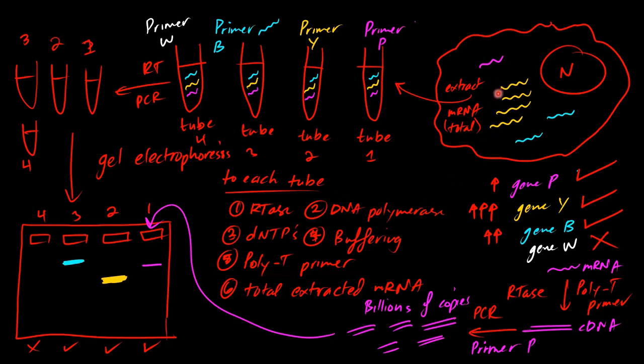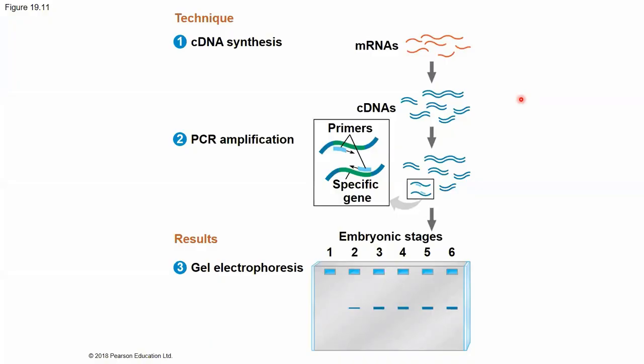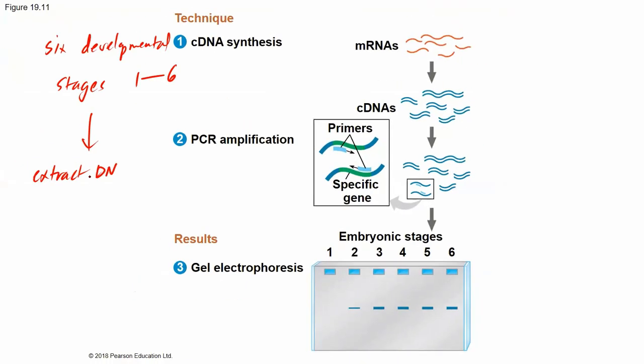So this is answering the question, which genes are expressed inside the cell. But also, we could use the same technique to answer a question about, let's say, when the gene is expressed. So for example, if we have 6 developmental stages, okay, 1 to 6, and we extract mRNA from cells at each stage.